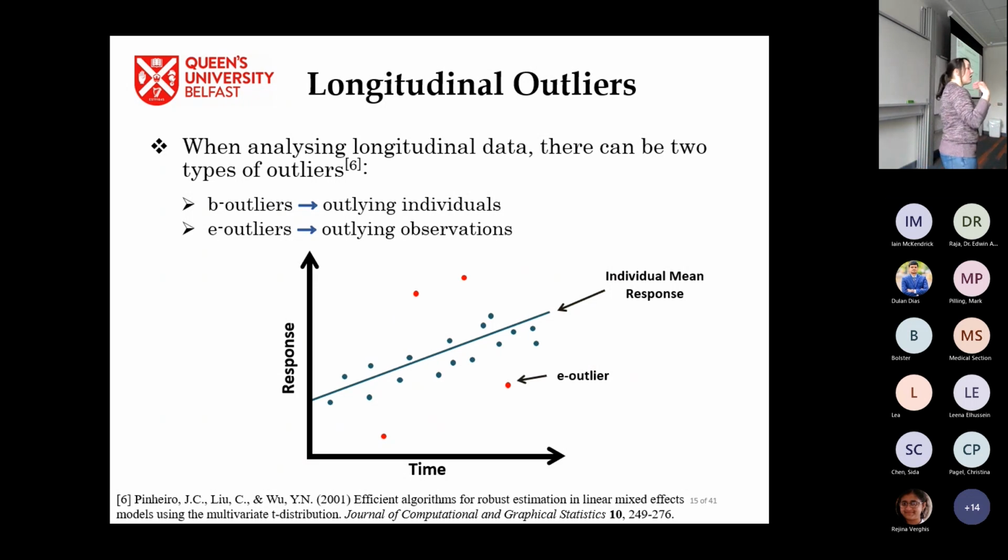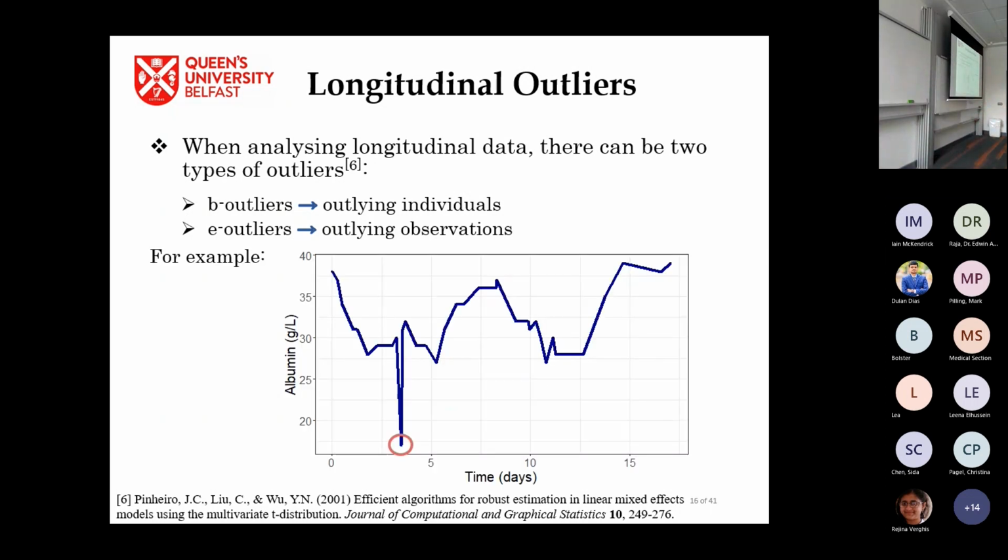So E outliers are outlying observations. If we focus down on one particular individual and look at their average trends over time, then if they have observations that outlie from their individual-specific trends, that's known as E outliers. An example within the ICU data set might be this person. This observation is significantly different than what we would expect based on the rest of their average trend over time. So that might be an example of an E outlier.